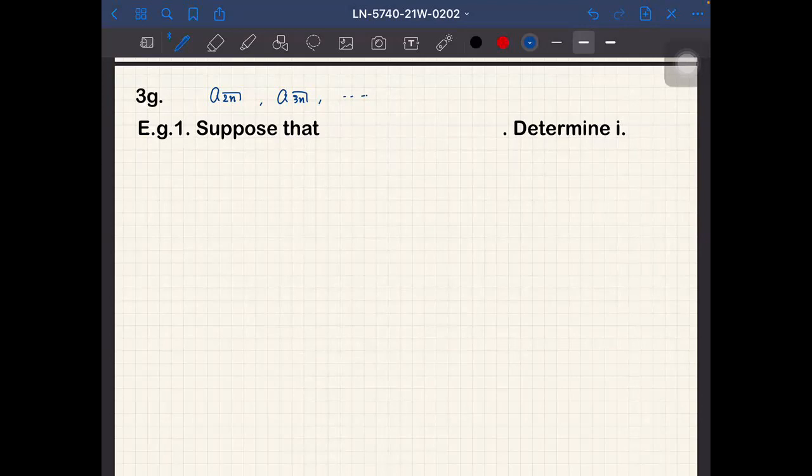In the first example, suppose that a angle n is equal to 8. So n is probably more than 8 years if the interest rate is positive. And a angle 2n is equal to 15. Then we would like to determine i. It looks like a complicated question, but if we use the relationship between these two, we can easily solve this for i.